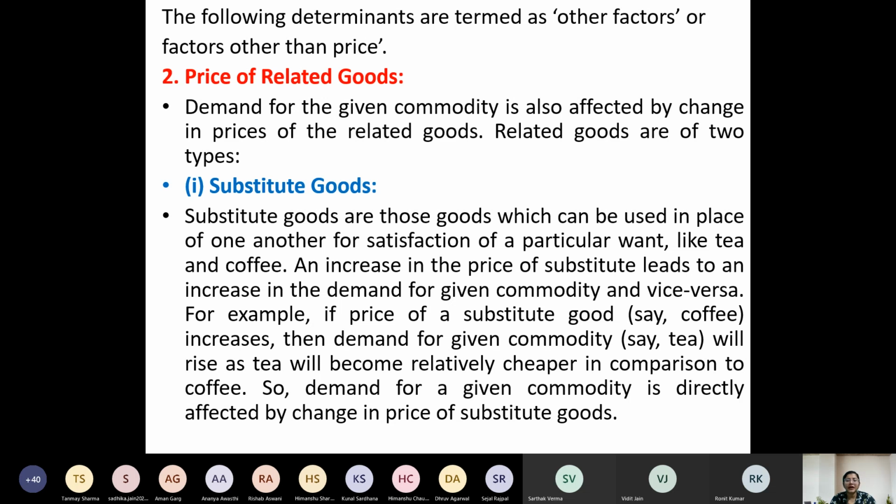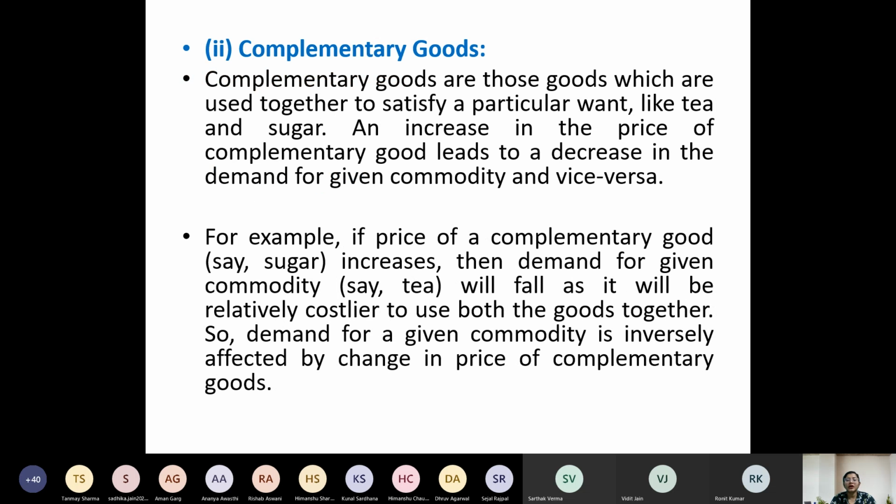So now complementary good. Now, what is complementary good? As I have discussed, that sugar and tea, right? Although price of tea has not increased, but price of a complementary good has increased, and because of that, my consumption of tea has decreased, right?